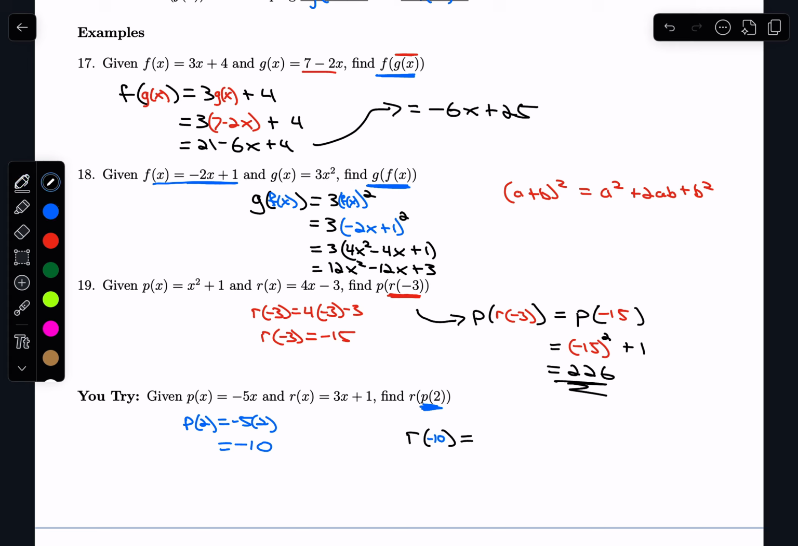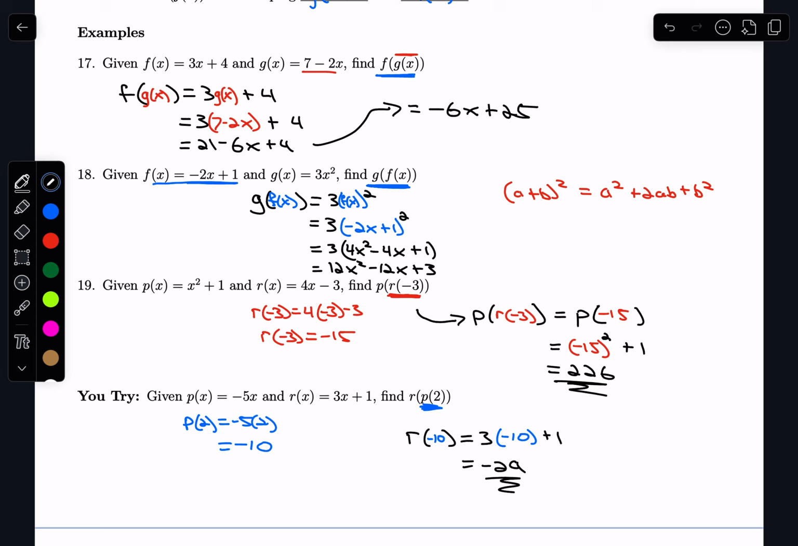All right, and so we can go ahead and plug negative 10 into r. It's going to be 3 times negative 10 plus 1. So that is negative 30 plus 1, which is negative 29. So we can say that r of p of 2 is actually just r of negative 10, which is negative 29. And that is the end of this one.